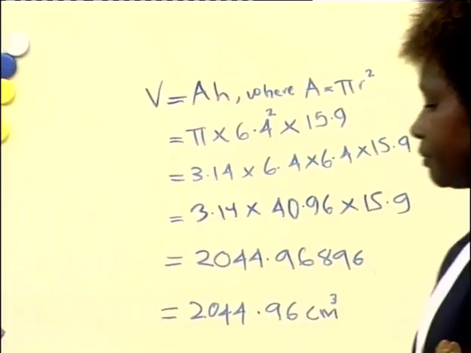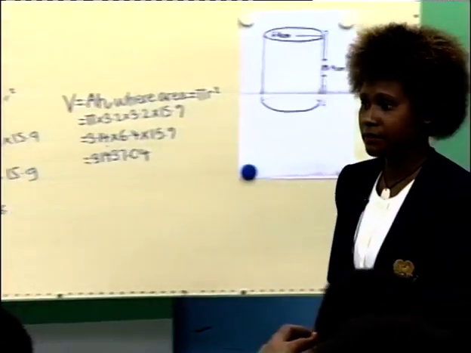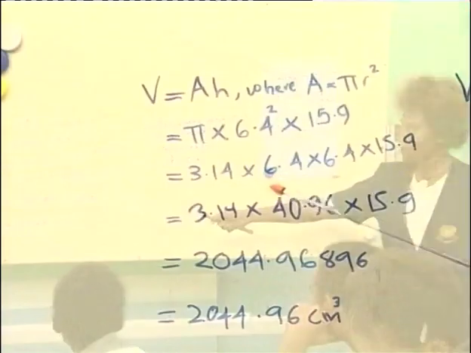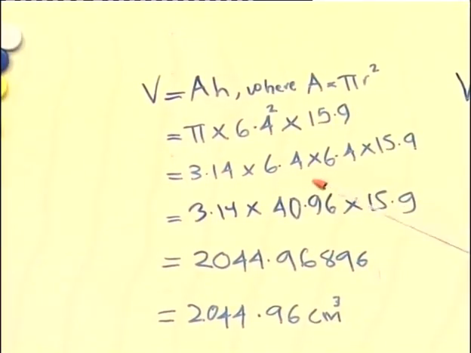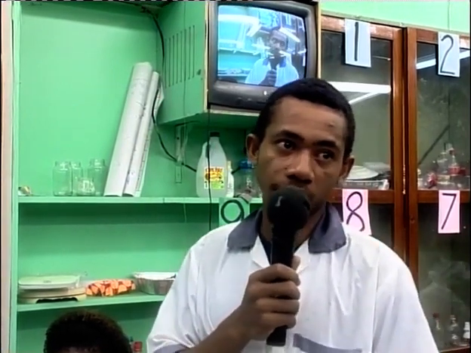Okay, let's check. Can you now see where the mistake is? Okay, why did she multiply 3.14 times 6.4 times 6.4? Can anyone tell us the reason why? Eddie, loud and clear quickly. She multiplied 6.4 because it's the radius. Okay, because it is the radius.